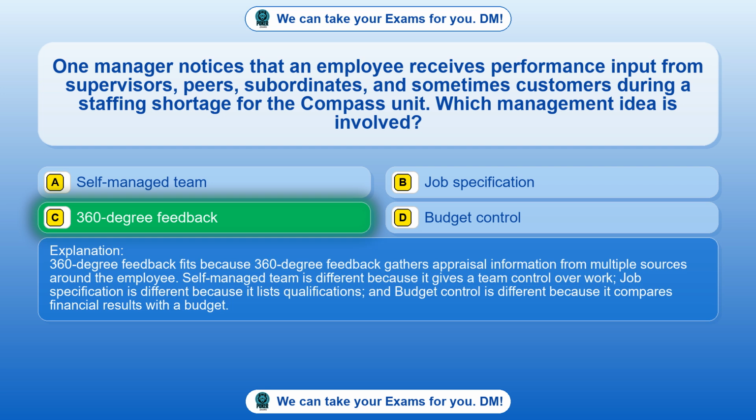360-degree feedback fits because 360-degree feedback gathers appraisal information from multiple sources around the employee. Self-managed team is different because it gives a team control over work, job specification is different because it lists qualifications, and budget control is different because it compares financial results with a budget.